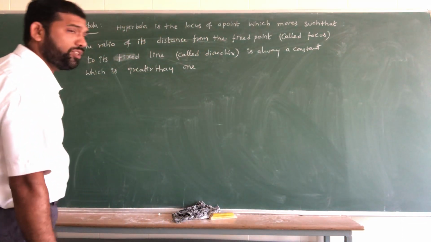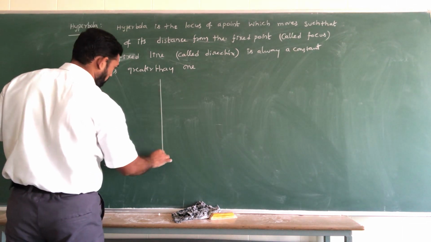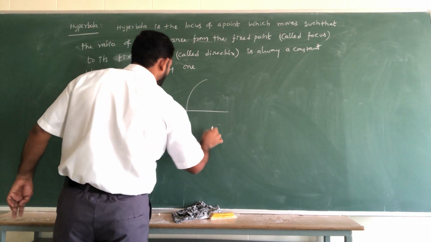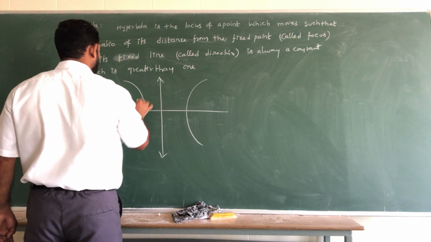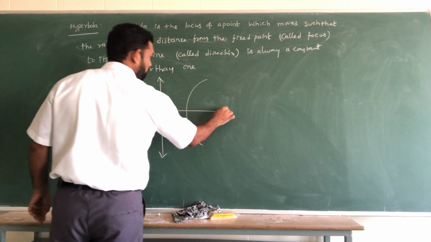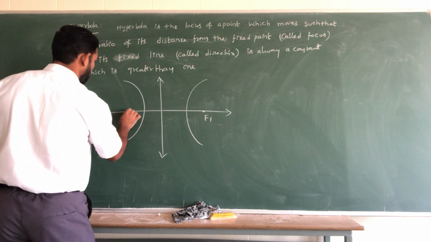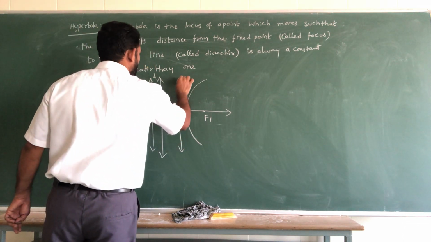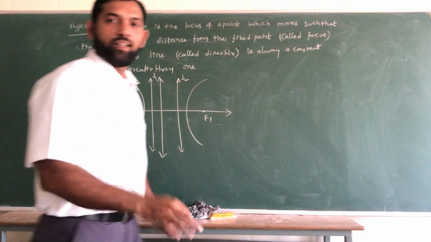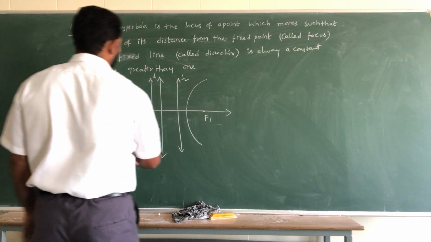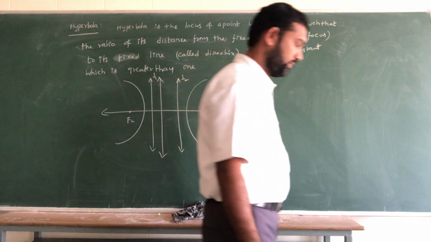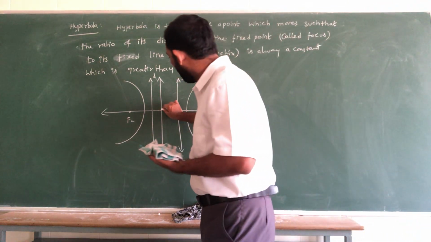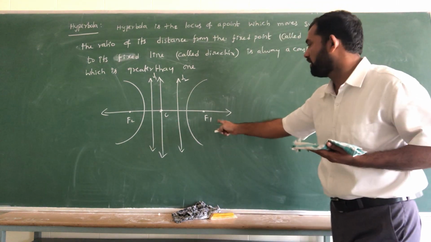You see that diagram. This is our diagram. This is F1, this is F2. L1, L2: two directrices, two foci. Latus rectum. This is the axis. So here also two cases are there. L1, L2 are the directrices, and this is the center. F1 and F2 are the foci.